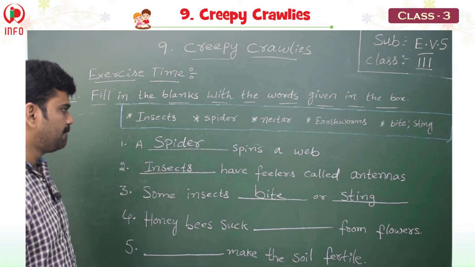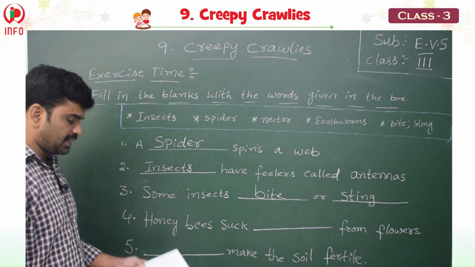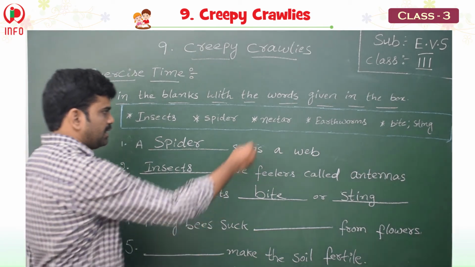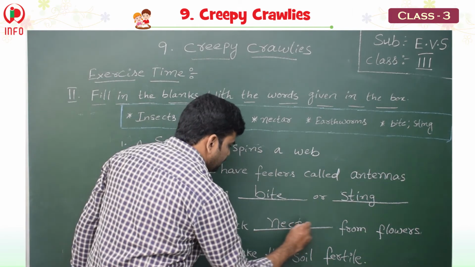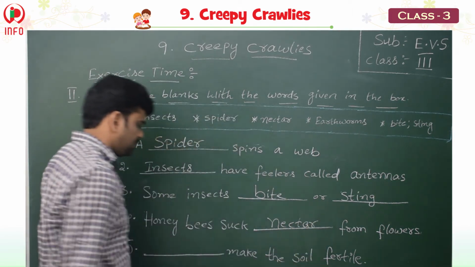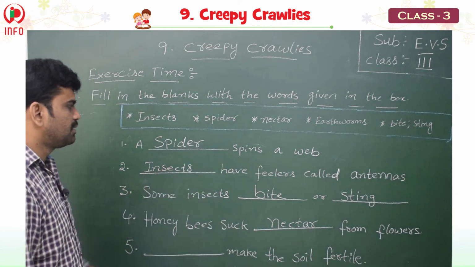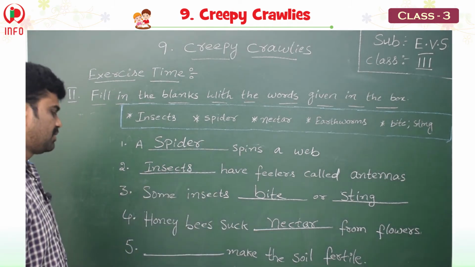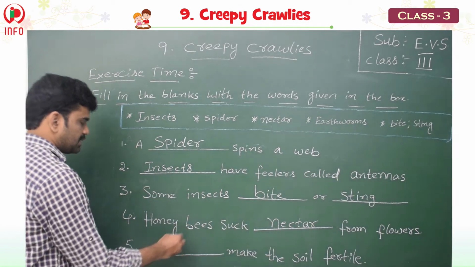Fourth one, honeybees suck dash from flowers. So, what is the sweet substance? Nectar. What is that, children? Nectar. So, honeybees suck nectar from flowers. Last one, what is that left out? Earthworms. Yes, earthworms make the soil fertile.